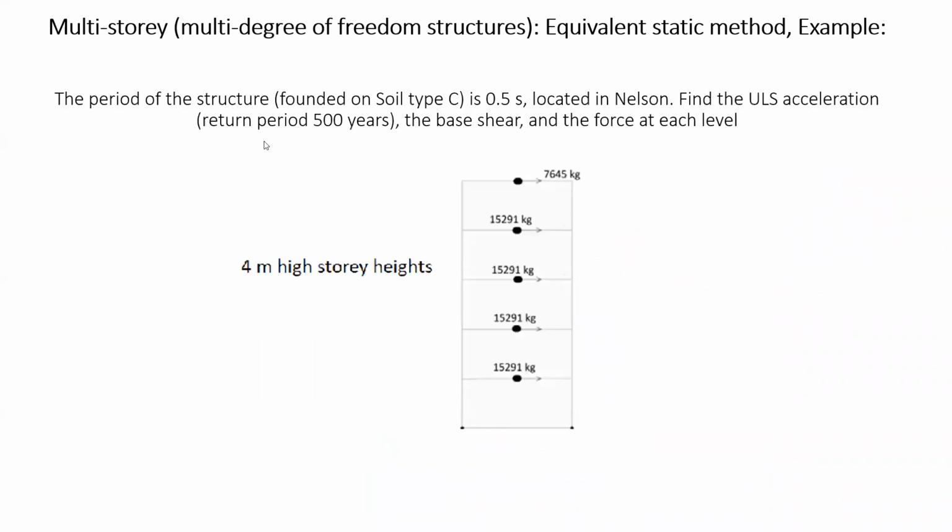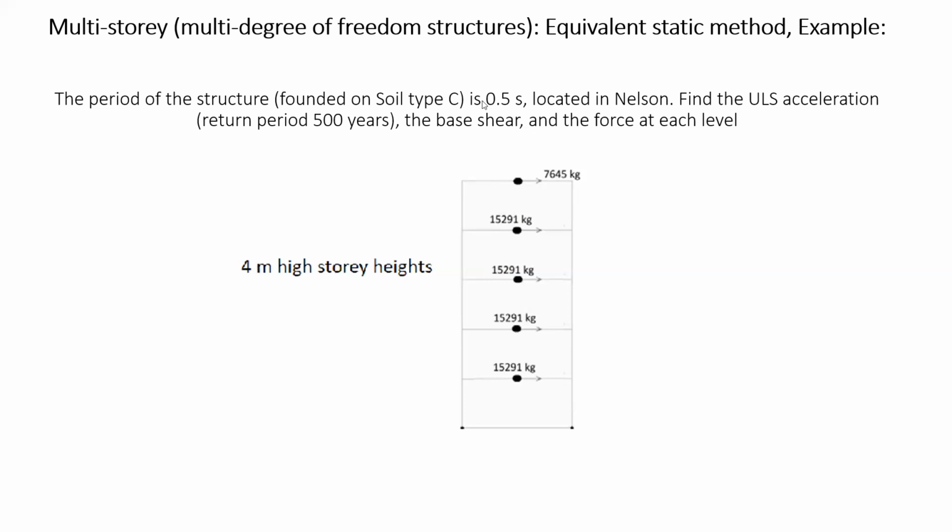Okay, so here we've got a problem. The period of the structure founded on soil type C is 0.5 seconds, located in Nelson. Find the ultimate limit state acceleration for a return period of 500 years, the base shear, and the force at each level. We've already given you the total masses at each floor. Imagine this mass here, 15291. It takes the mass halfway from here to halfway here, and likewise for the other masses. And this one considers the roof mass plus halfway down the top story.